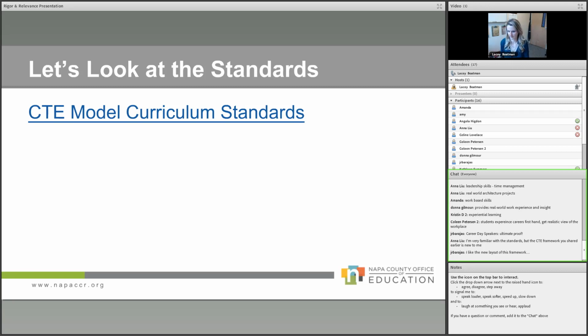Okay, I'm going to pause for any questions so far. Any thoughts on what we've seen? I like the new layout of this framework. That's good. So if you have any questions or thoughts, go ahead and add them into the chat. I'll give a little moment for that. And if not, we will move on.